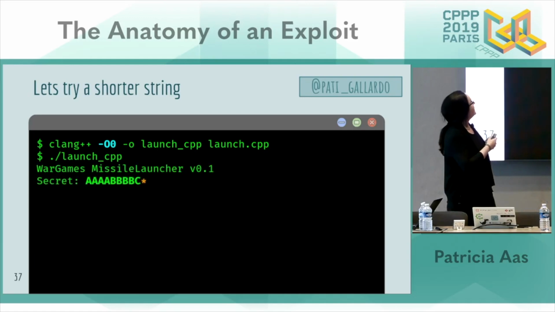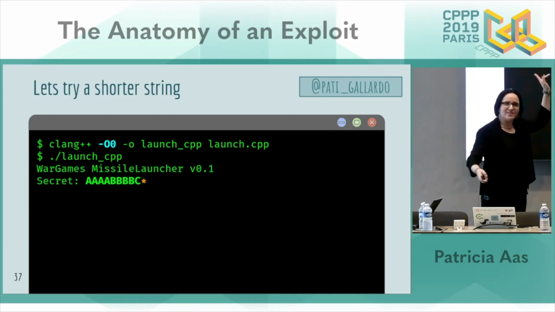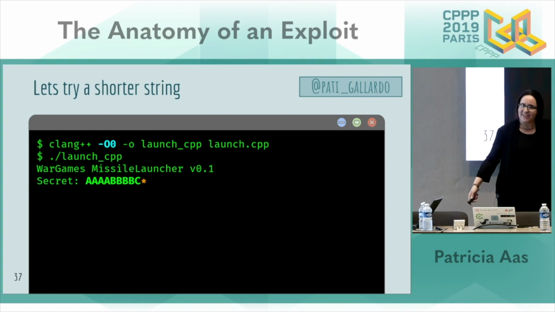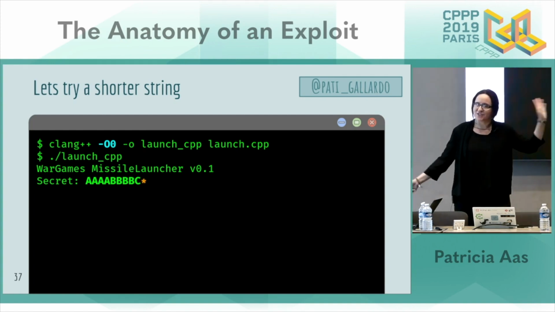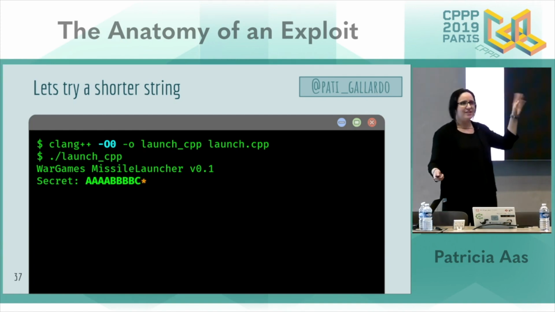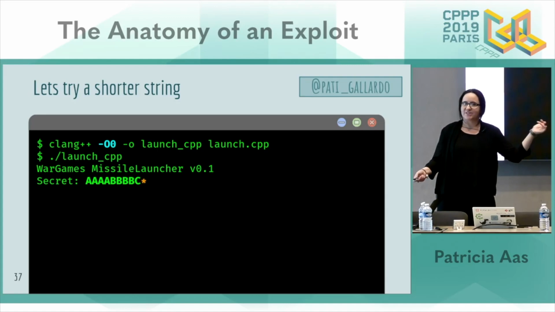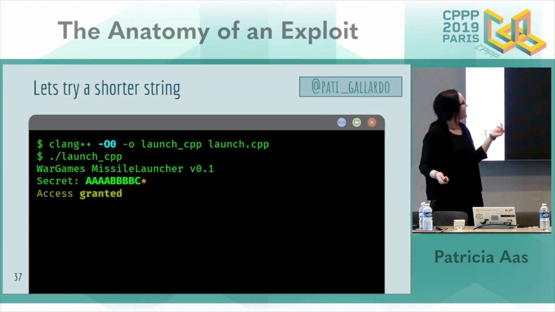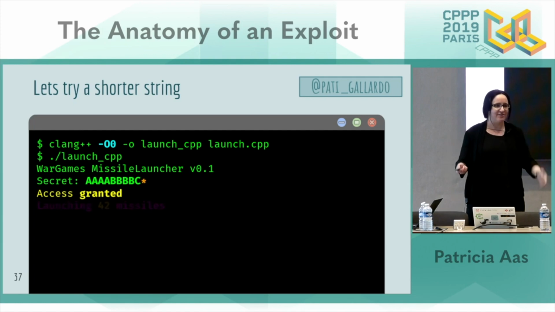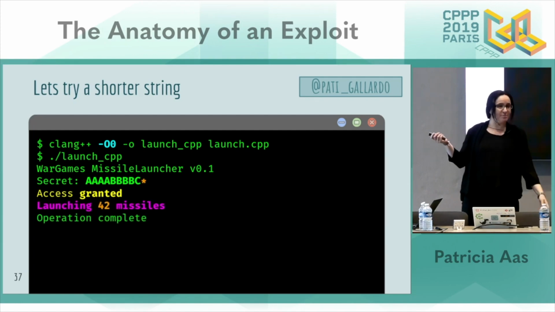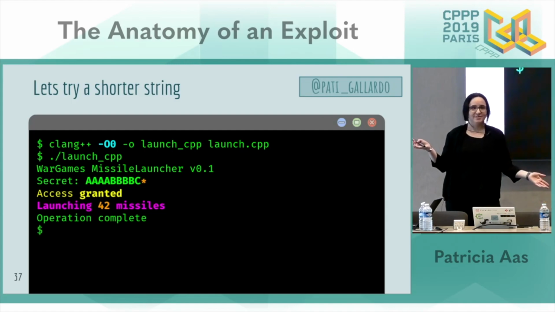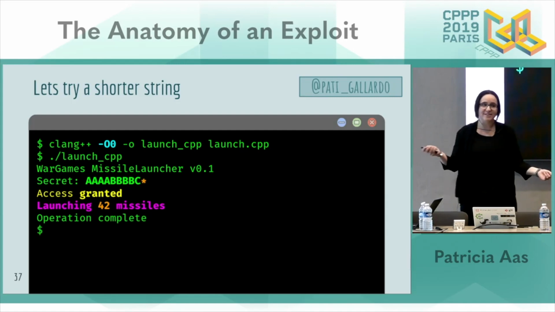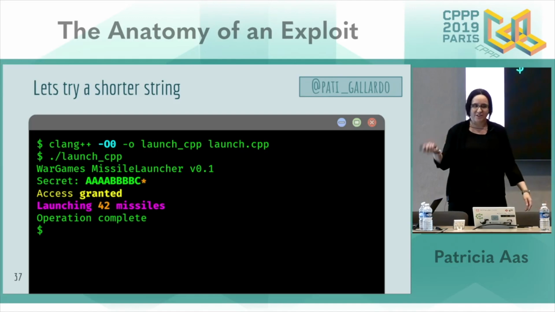Okay, so we're going to try to be very elite hackers. Hackers have a tendency to love having lots of capital A's. For some reason, it's like a tradition. I think it should have gone with capital B's, because capital B's are 42 in hex, and that's a better number. But anyway, if you try this, it says access granted, launching 42 missiles, which is the best number, operation complete, and no crash. Okay, so this looks promising, but why 42?